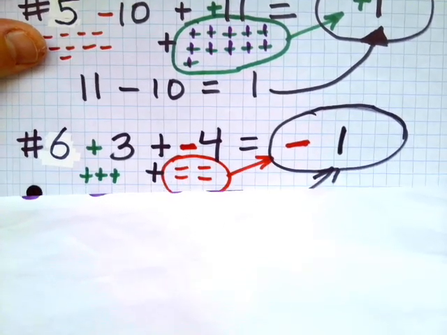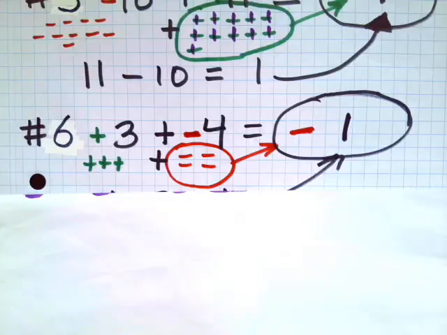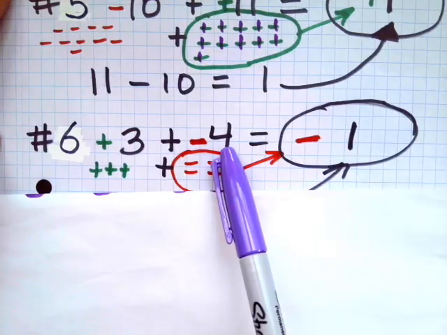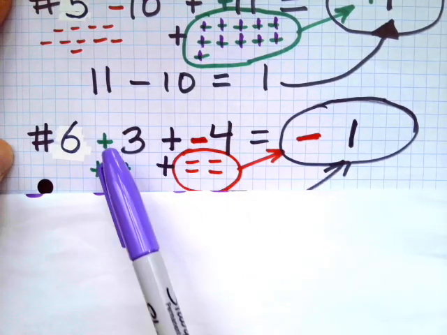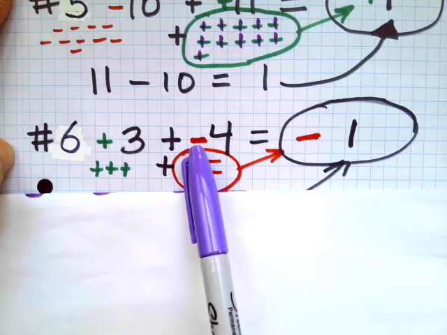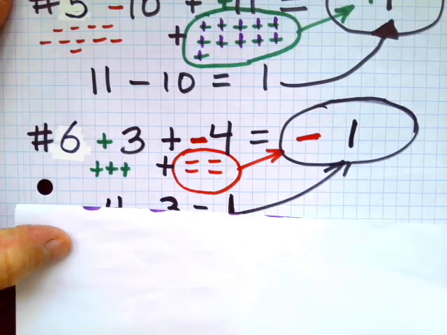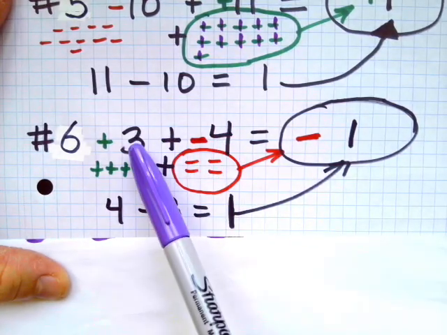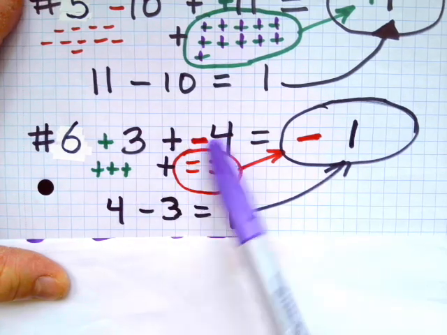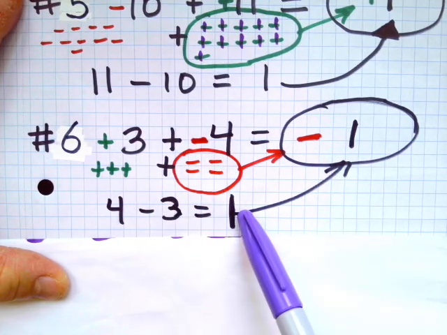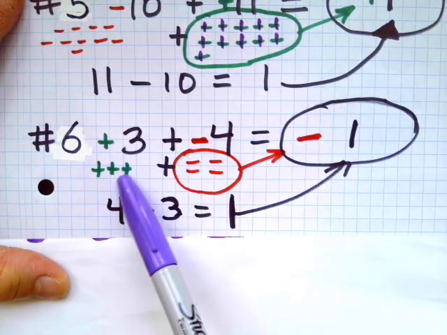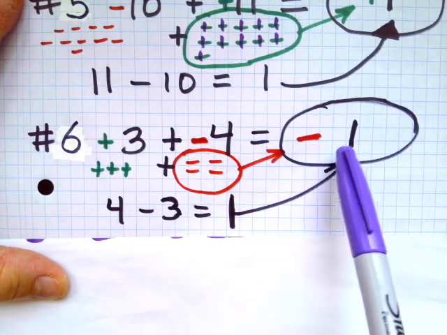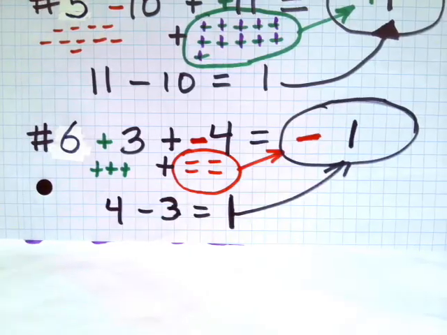One more problem here as an example. I have a positive 3 plus a negative 4. So again, this is addition rules. When the signs are different, the rule is subtract and keep the sign of the larger. So I have 4 minus 3. Different signs subtract. So 4 minus 3 is 1. Keep the sign of the larger. I only have 3 positives here. I have 4 negatives here. That means the sign of the larger will be negative. My answer is a negative 1.